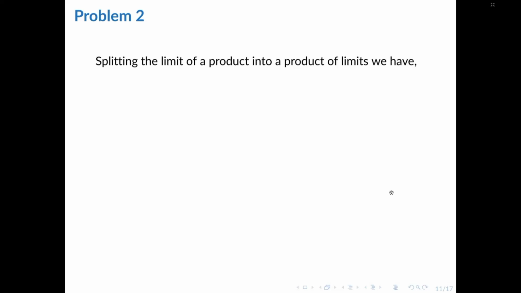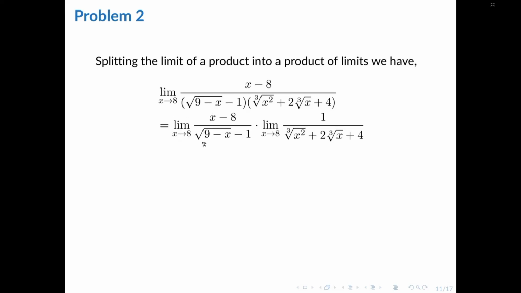So we will again split the limit of a product into a product of limits. We have the limit of the original function as x approaches 8 be equal to the limit of x minus 8 all over the square root of 9 minus x minus 1 as x approaches 8, and the limit of 1 all over the cube root of x squared plus 2 times the cube root of x plus 4 as x approaches 8. You can try substituting 8 into both expressions.